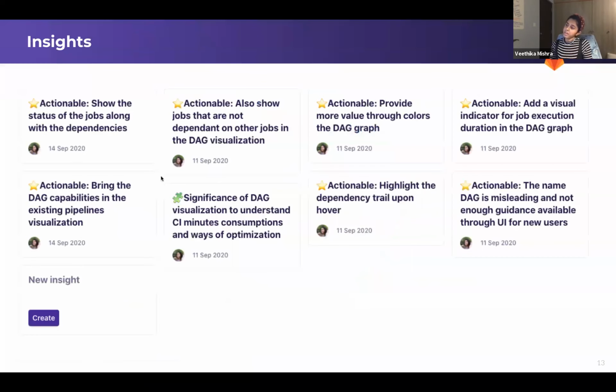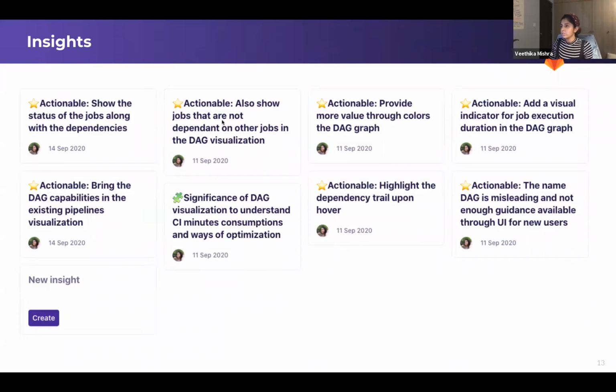Then for insights, we got 8 very major insights out of this whole exercise. The first was show status of the jobs along with the dependencies. What was happening was the status of the jobs was shown in the regular pipeline view, and only the needs and other needs-related information was shown on the DAG visualization. So just to see the status of the jobs, they had to switch between these two visualizations.